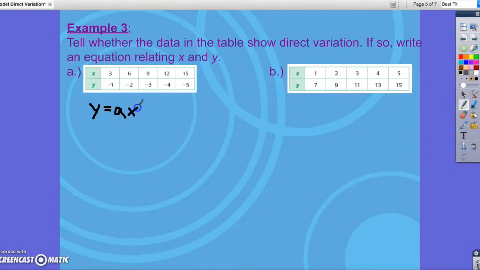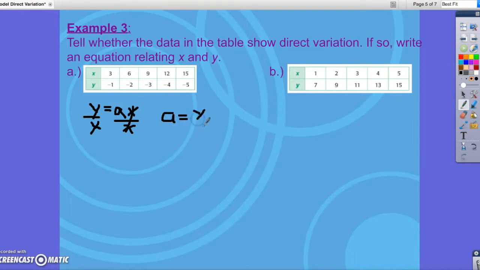All right. Well, I want to test that the constant, or the A, is the same each time. So let's solve this equation for A. It's A times X. So we're going to divide both sides by X. We're going to rearrange our equation like we've done before. So I get A equals Y over X.